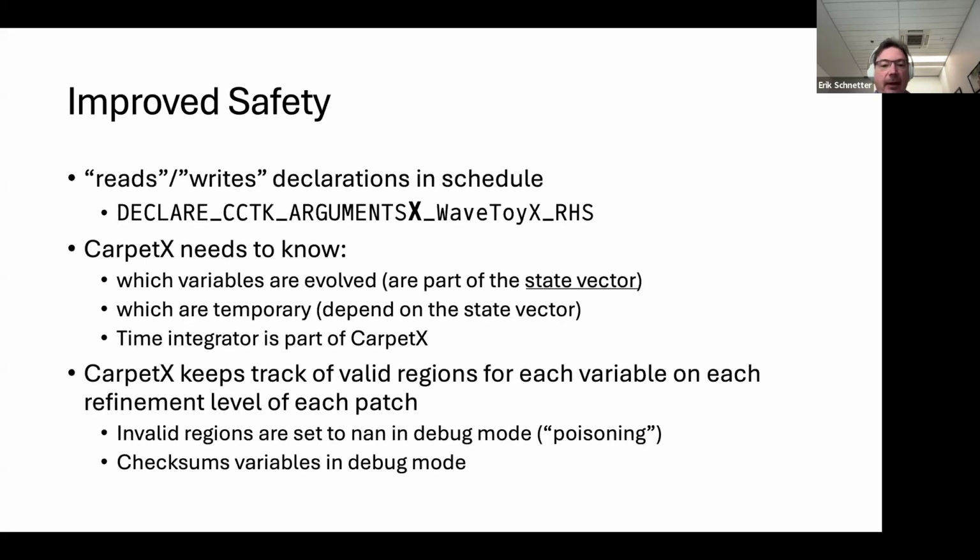I think this is everything I wanted to say. Oh yes, Roland already mentioned, I think Roland and I should have talked to each other more closely about what he's going to say. CarpetX keeps track of which region on each variable, on which refinement level, and which patch is actually valid or not. And it can actually set invalid regions to NaN.